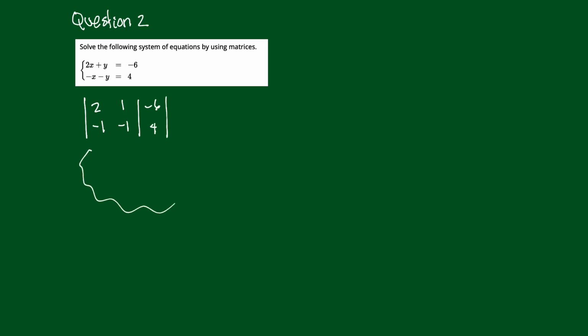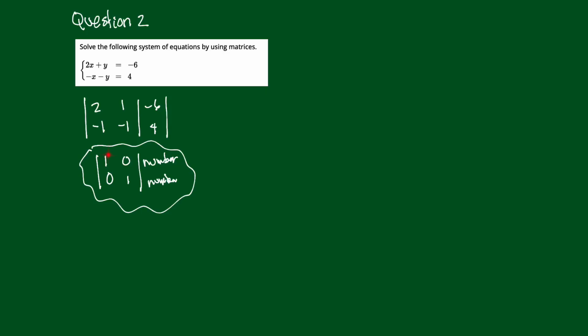Now, what I'm trying to get is this. I want to convert this into this form. 1, 0, 0, 1, vertical bar, and some number here. I want some number here and some number here. All right, that's where we're headed.